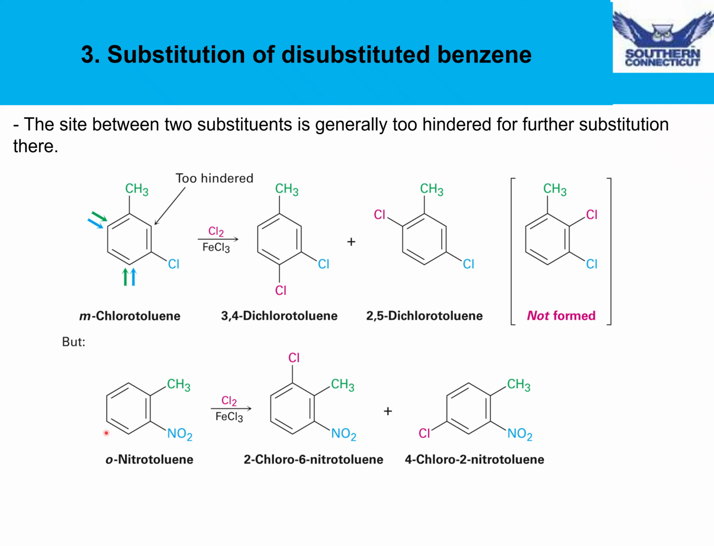And compare that to an example where we have a methyl and a nitro group ortho to each other. If we do a halogenation, because the methyl group is a stronger activator than the nitro group, it would direct the new substituent, ortho or para, to it.